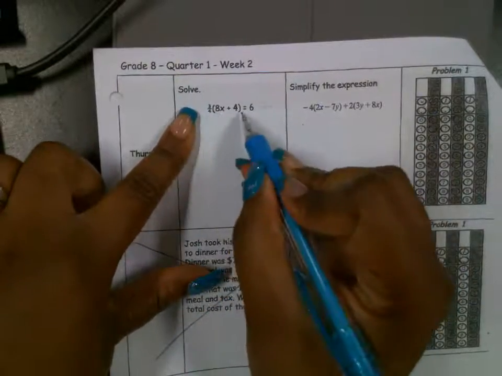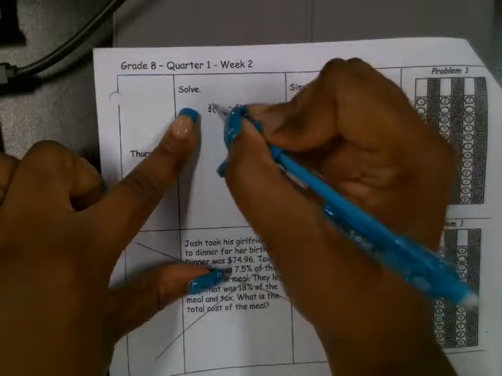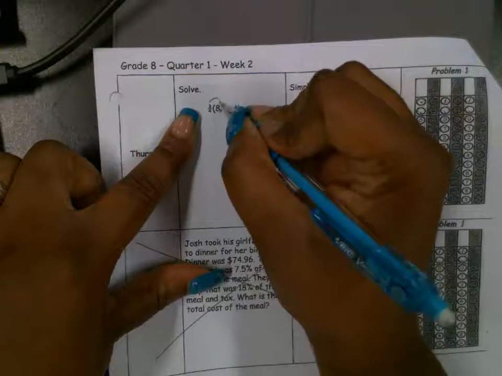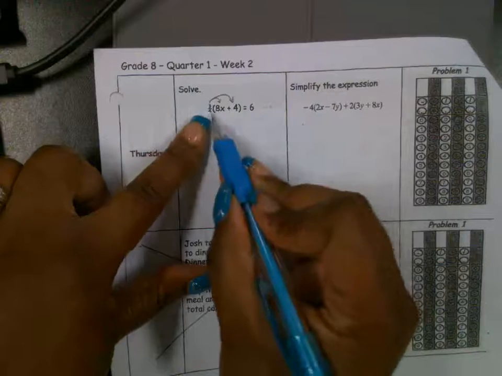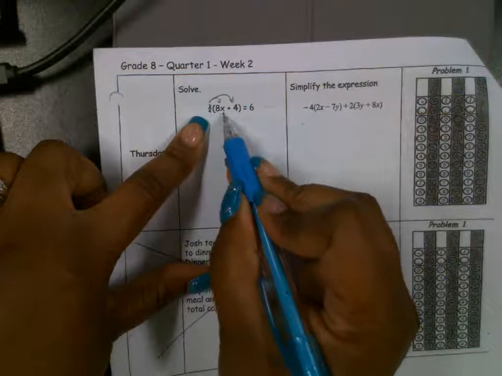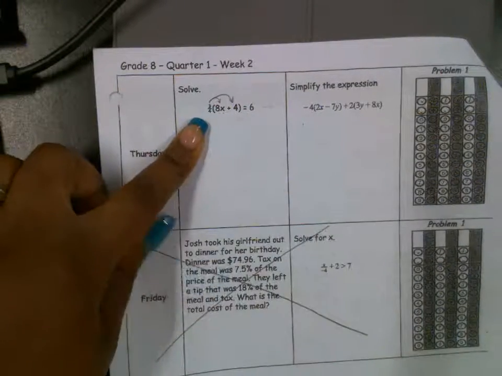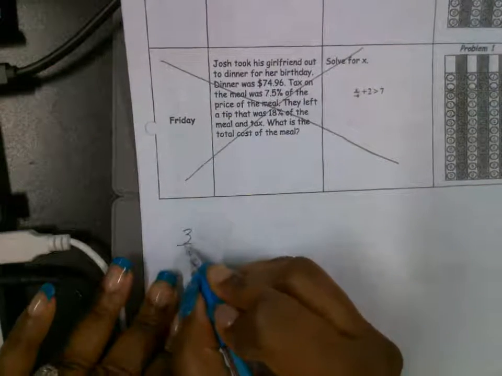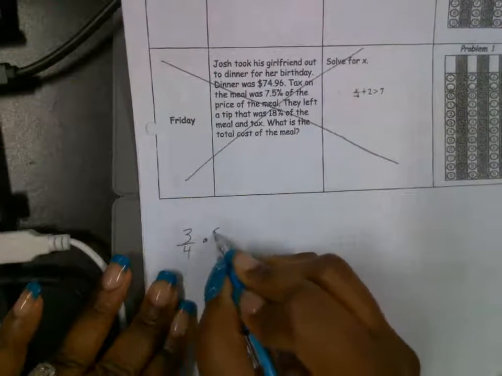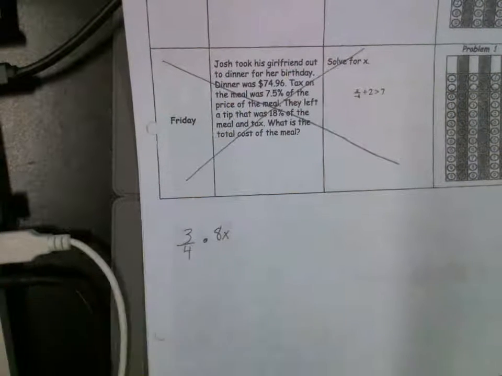All right, so this problem right here, when we're solving the equation, the first thing we're going to do is distributive property. We're going to multiply the 3/4 times both numbers in the parentheses. So let's do this one first. 3/4 times 8x. I'm going to write that on the bottom to show you how to do that. Please write this. 3/4 times 8x. Please do this with me, okay?